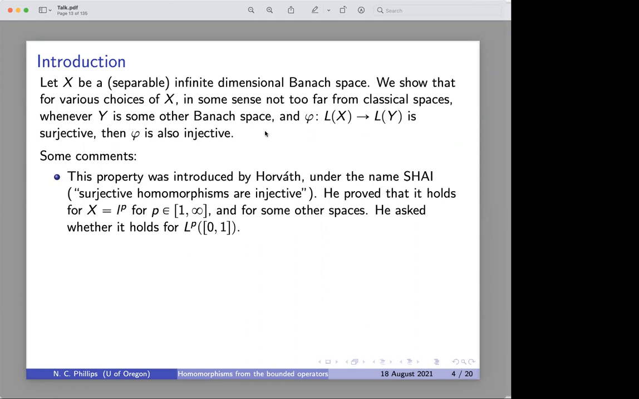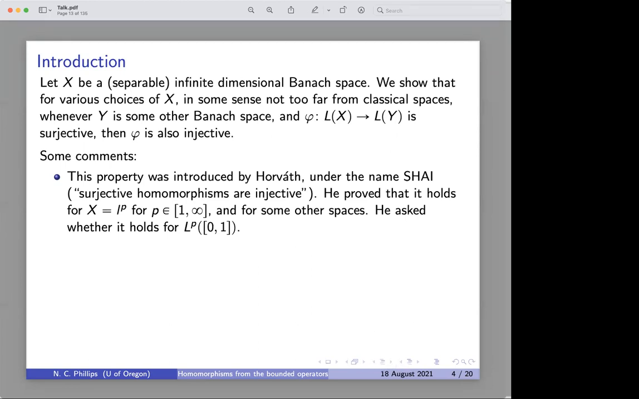And some comments. This property was introduced by Horvath under the name SHAI, standing for surjective homomorphisms are injective. That's applied to the Banach space. He proved that it holds for little LP and for some other spaces, and asked about capital LP. And he also did other things, which I'll mention shortly.